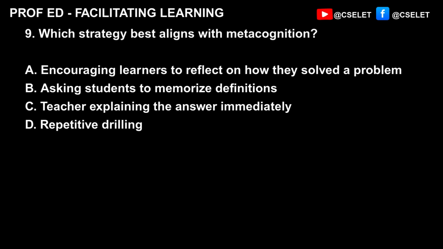Which strategy best aligns with metacognition? A. Encouraging learners to reflect on how they solved a problem. B. Asking students to memorize definitions. C. Teacher explaining the answer immediately. D. Repetitive drilling.